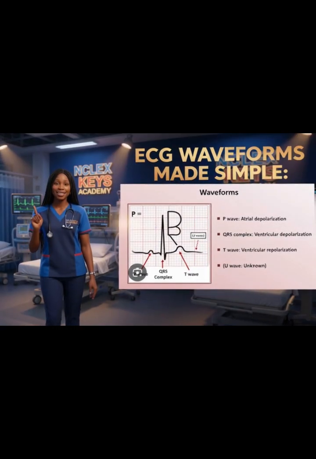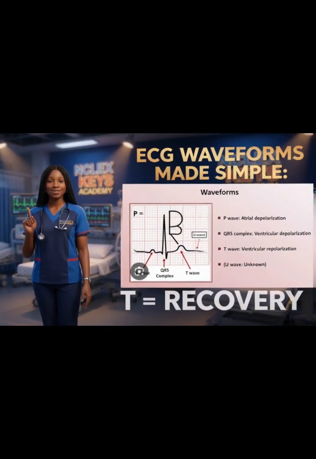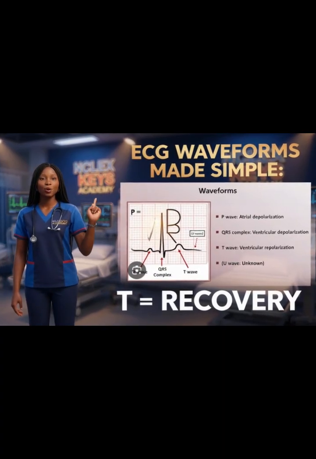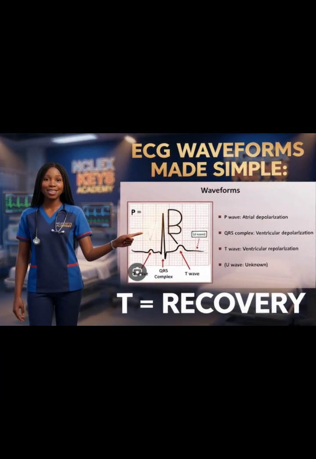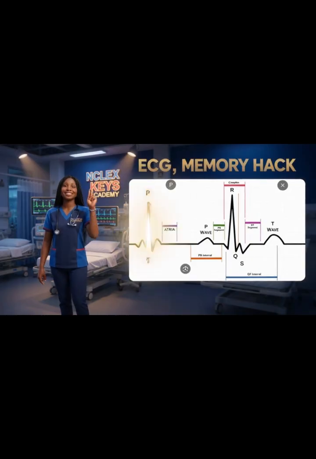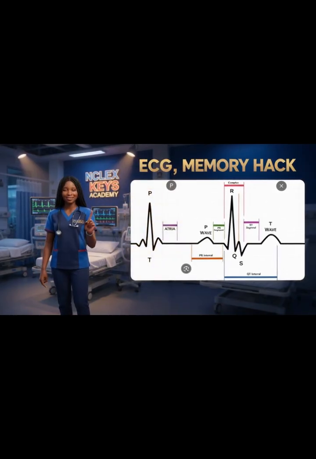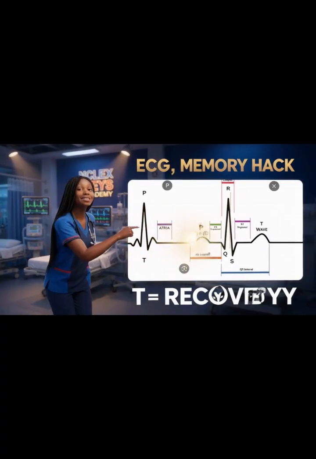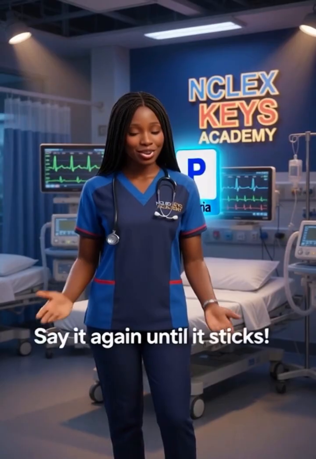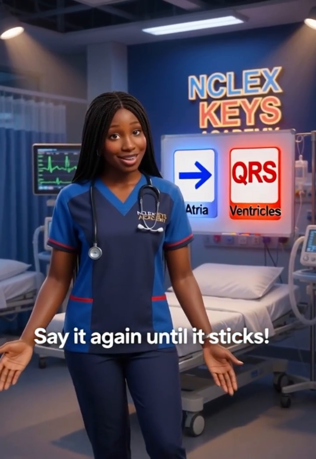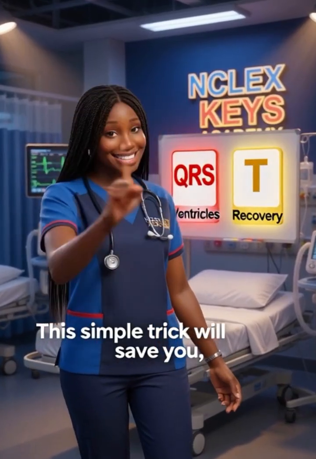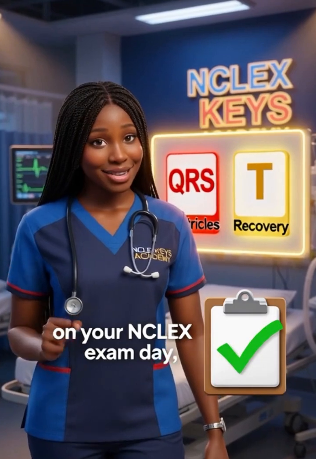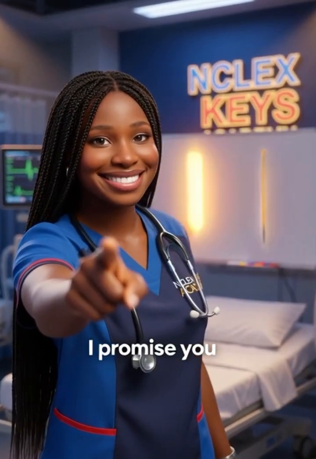Now here is the easiest way to remember your ECG waves for the NCLEX exam. P wave, atria contract. QRS complex, ventricles contract. Just remember this. P is for atria. QRS is for ventricles contracting. T is for recovery. Say it with me. P, QRS, T. Atria, ventricles, recovery. Say it again until it sticks. This simple trick will save you on your NCLEX exam day, I promise you.